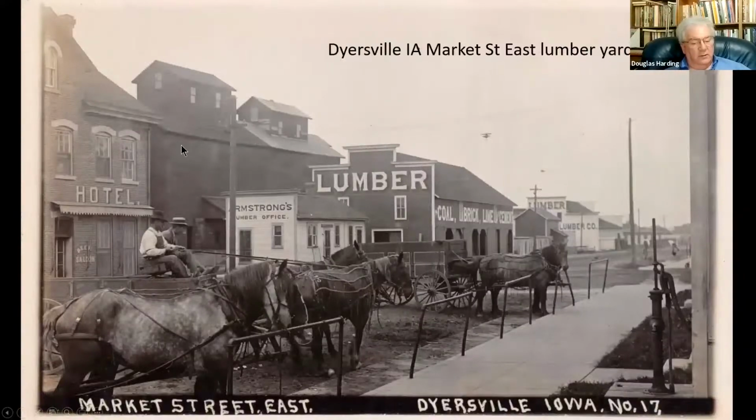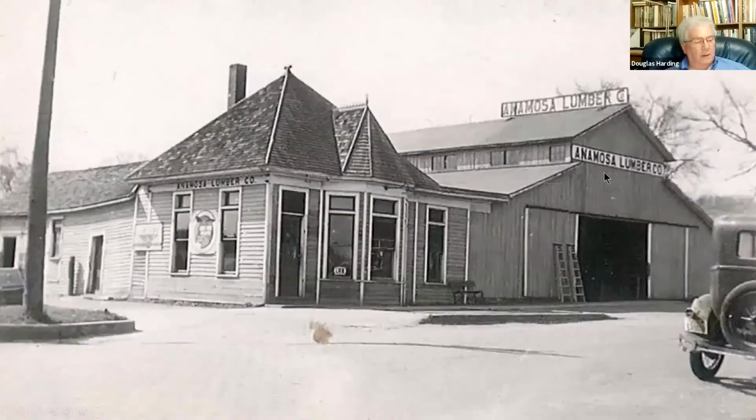Got the grain elevator, so you know the railroad's right around there. There's a lumber yard here and another lumber yard here. Armstrong's lumber office, coal, brick, lime, and cement. The teams of horses here ready to pick up supplies. Anamosa Lumber Company, again, the shed with the two wings, center aisle, and a small office building with the scale out front.